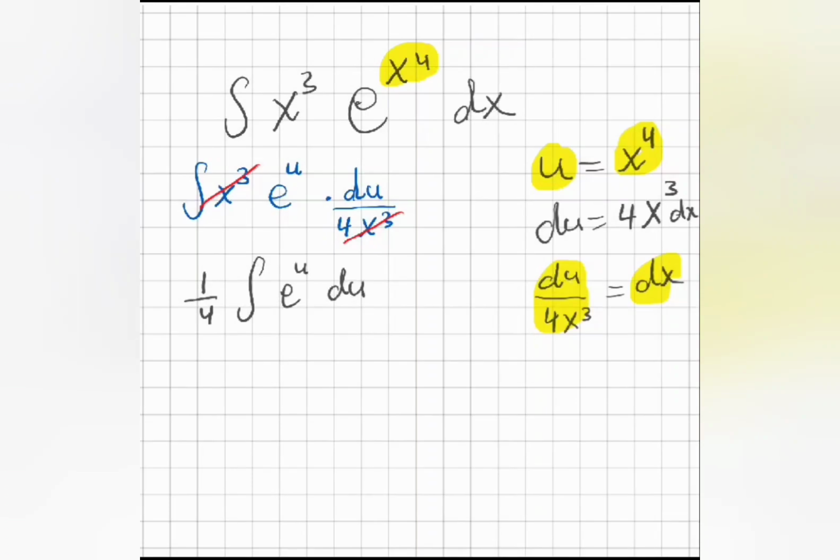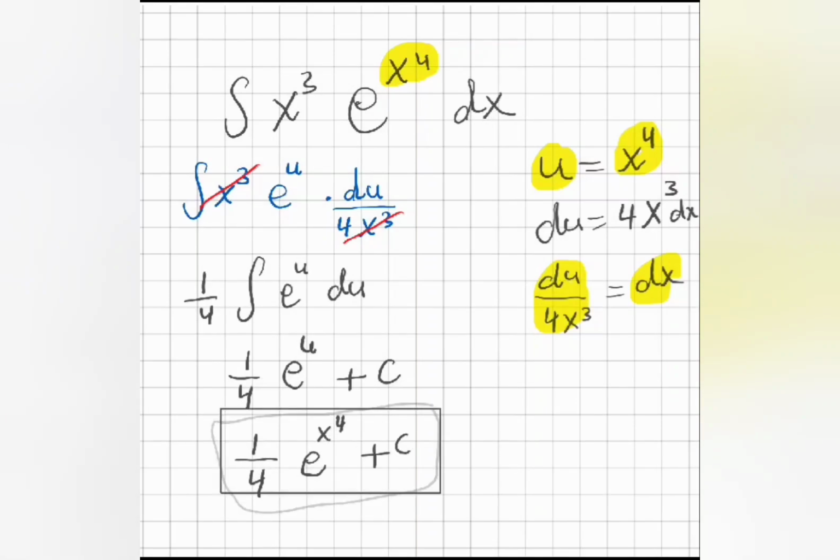So x cubed will cancel, which is good, and the 4 we can move it to the front. Now because it's in the bottom of the fraction, it's 1 over 4. Now the antiderivative of e to the u is simply e to the u. So the final answer, well, not the final answer, but the antiderivative is 1/4 e to the u plus c. And now let's replace u with x to the fourth. So this is the final answer. 1/4 e raised to the x to the fourth plus c. And that's it.